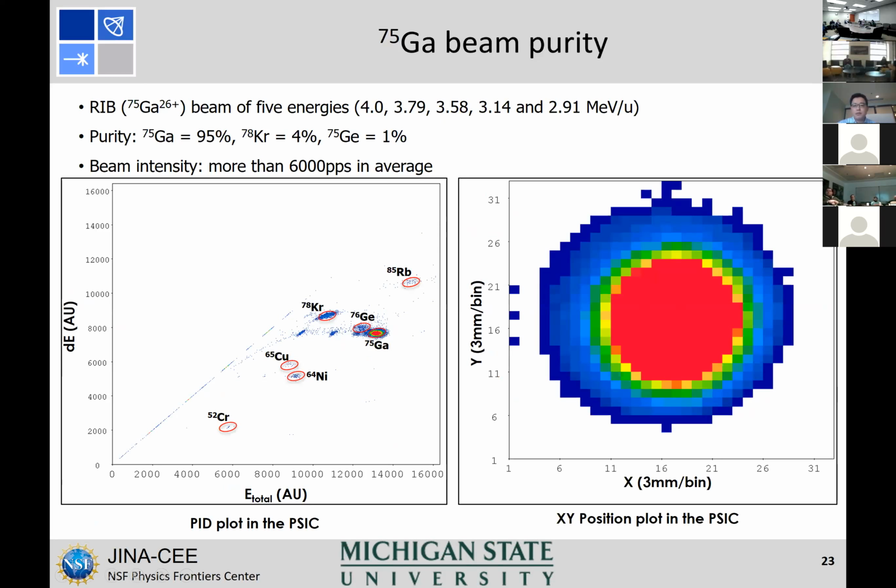The right plot shows the XY position plot in the ion counter. You can see a large spot because the titanium window in the gas cell straggles the beam, so you see a large beam spot on the ion counter.